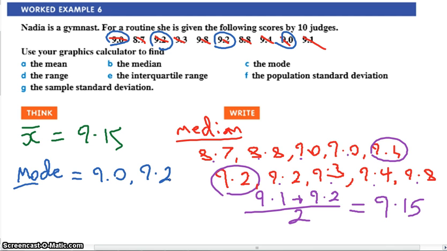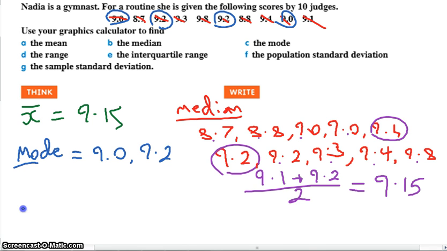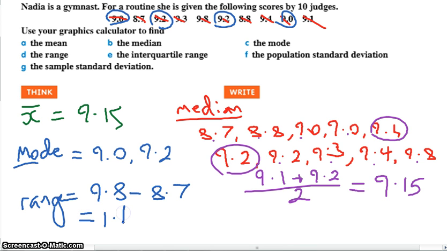Alright, next thing is the range. So what's our range? 9.8 minus 8.7. Now that you've got them in order, it's really, really easy. 9.8 minus 8.7 gives you what? 1.1. Beautiful.